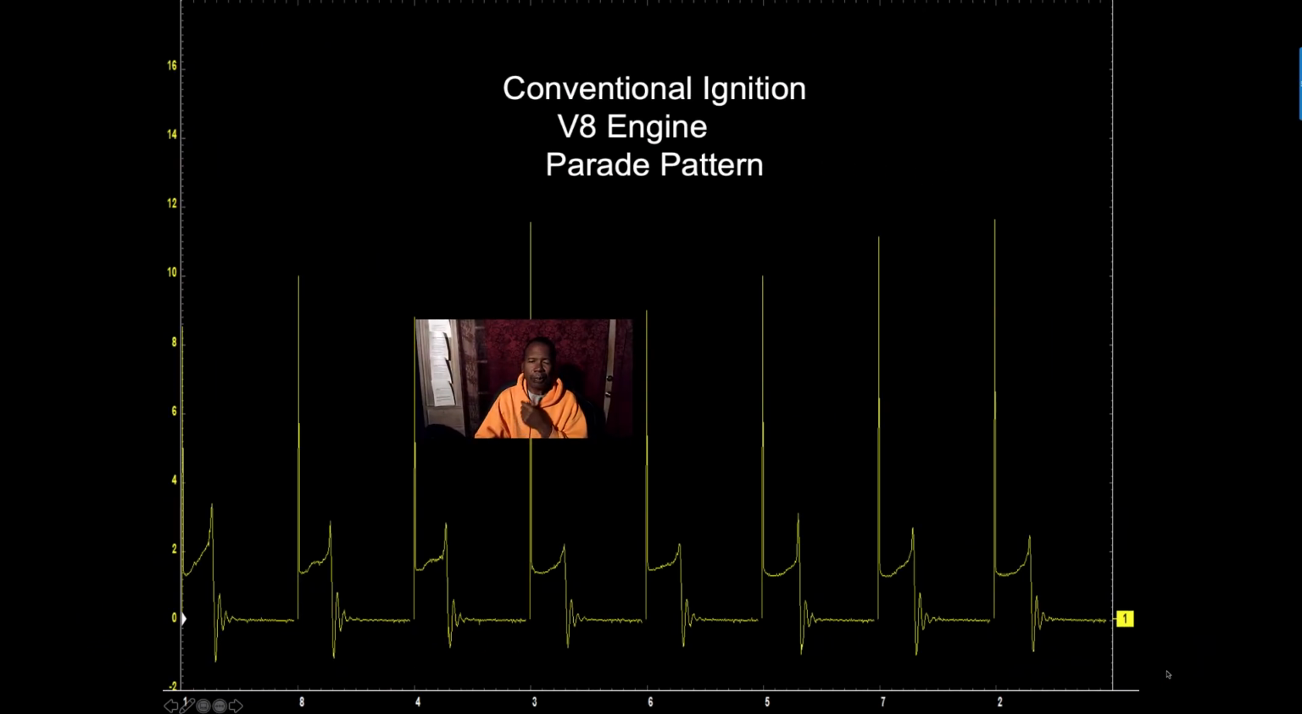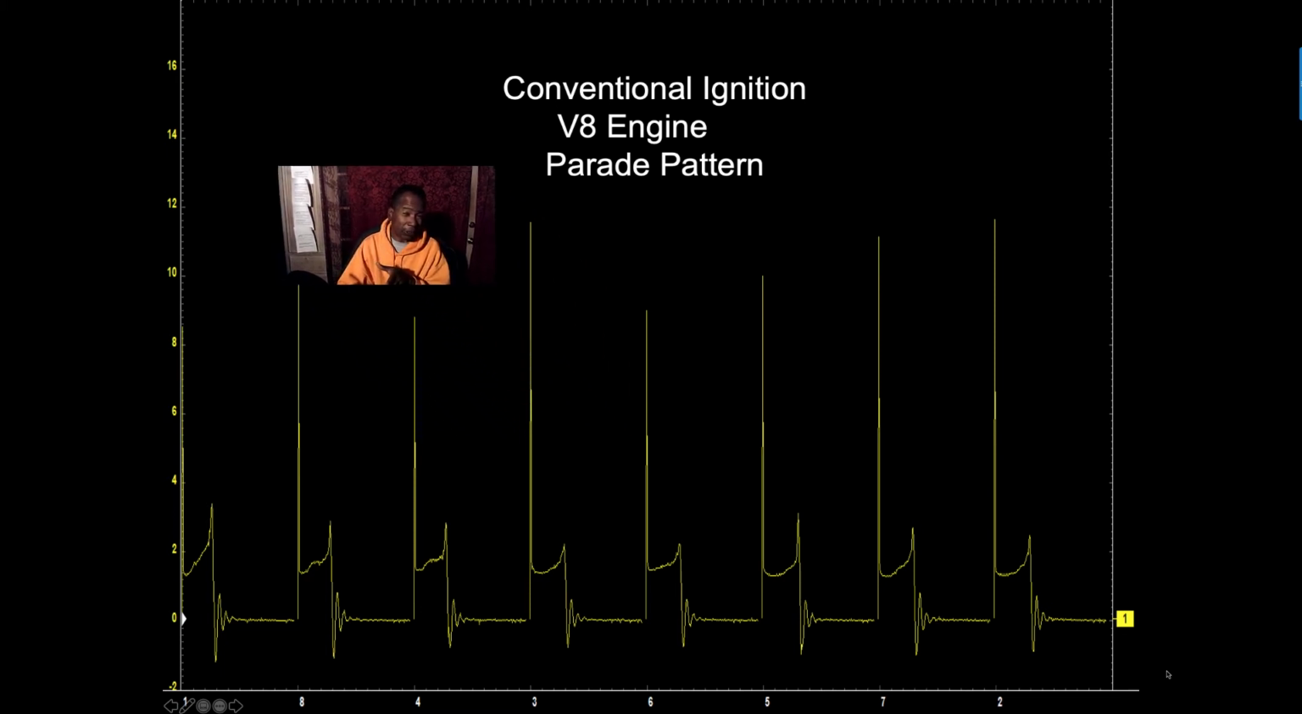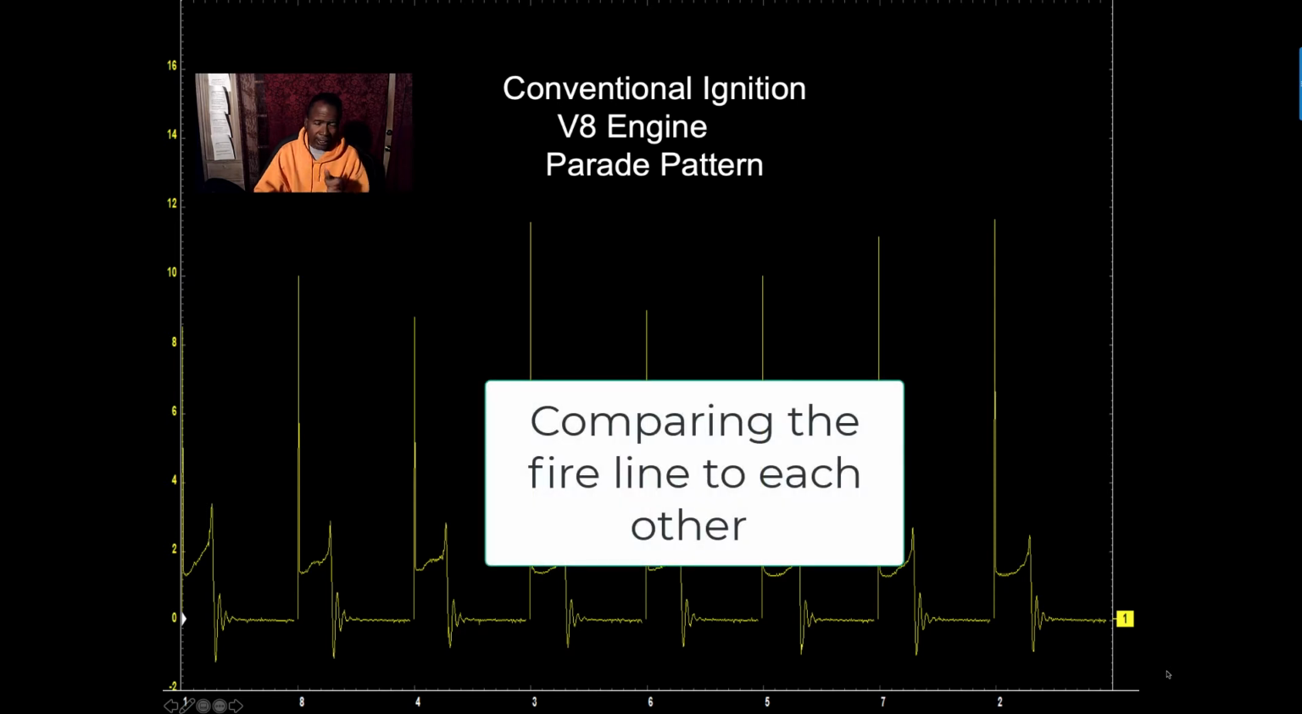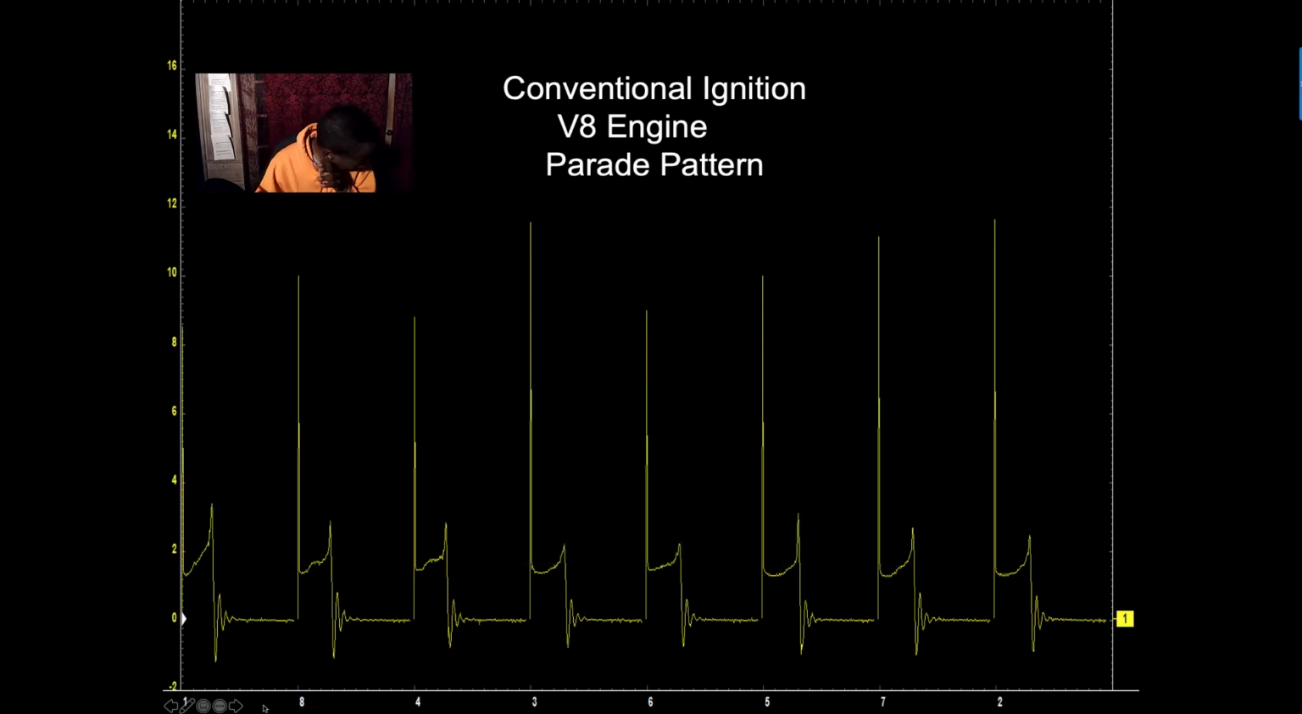Now this is a parade pattern. It's the most common pattern used when using an oscilloscope. You use this for comparison. You compare cylinder to cylinder. As you can see on the bottom here, 1, 8, 4, 3, 6, 5, 7, 2. This is a firing order. These all represent each individual cylinder.